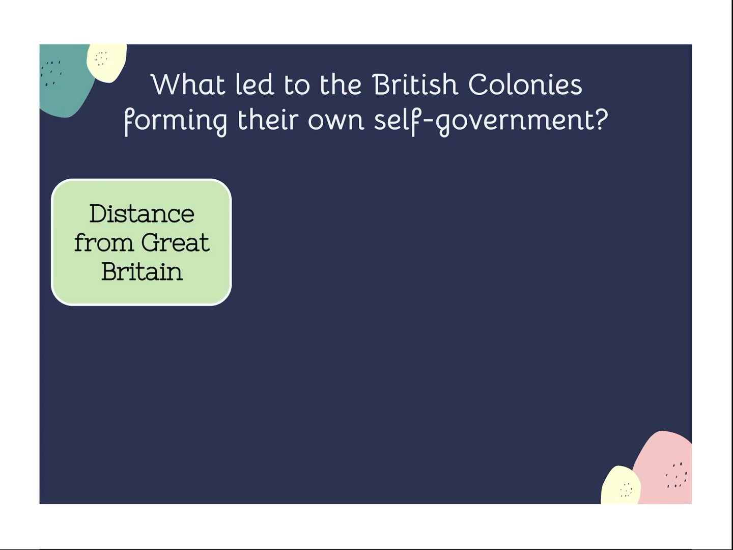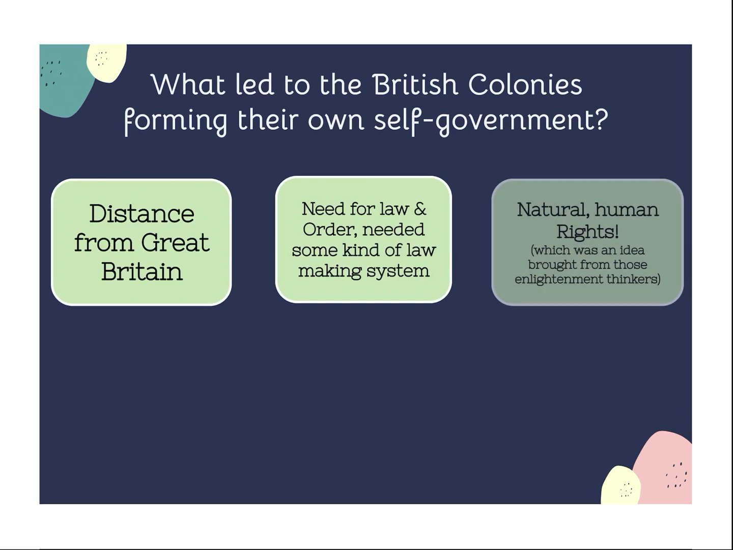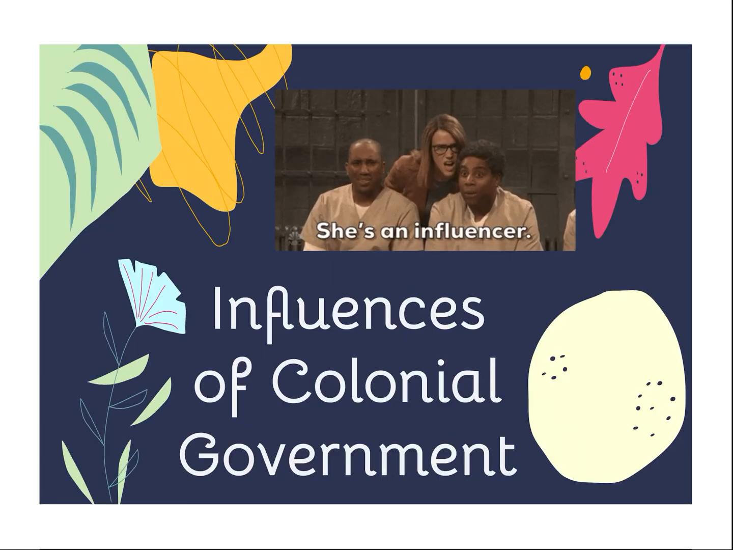It creates a need. Then they also need basic law and order, which is why they created the lawmaking system. And then finally, natural human rights. The ideas from the time when the Enlightenment thinkers were starting to think about how people should influence their government all lead to representative government in the United States, or in the colonies at the time. So, influences of colonial government.